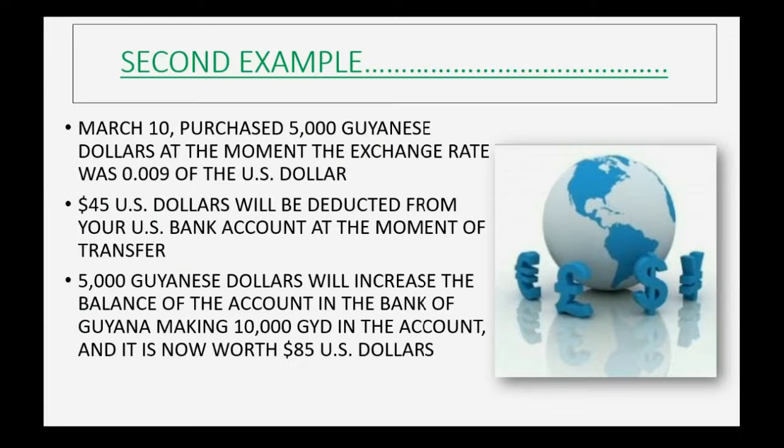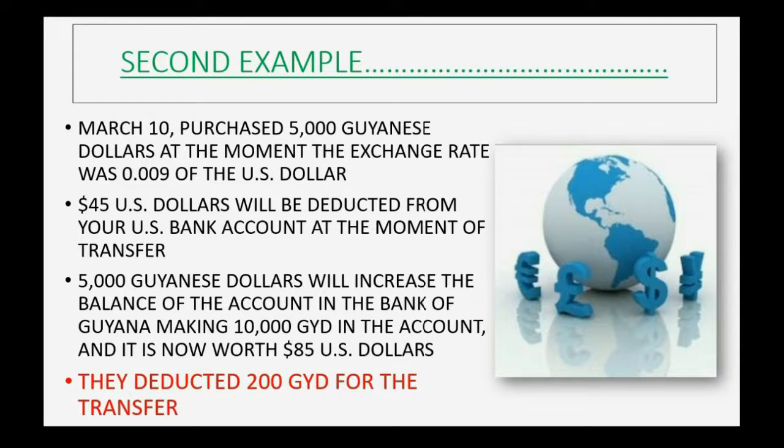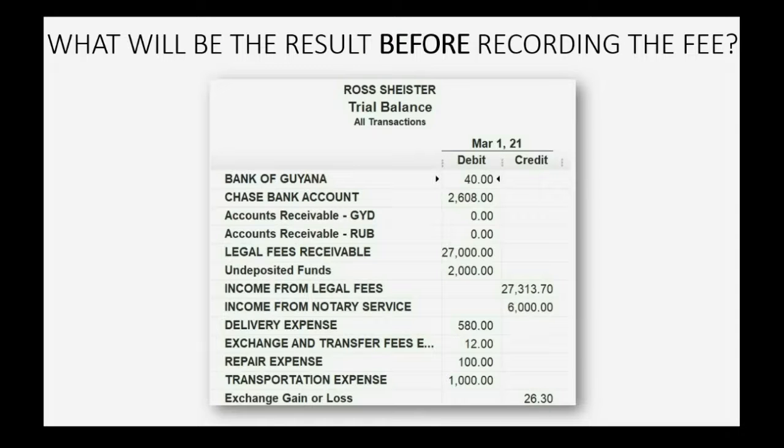So let's imagine this same situation as our second example, but let's imagine in this situation they deducted 200 Guyana dollars for the transfer. So what would be the result before recording the fee? Well, Bank of Guyana goes up to 85 and Chase Bank goes down to 25.63 because that's 45 or the equivalent of 45 US dollars going from Chase to Guyana. Let's take a look and see if that's what we get.